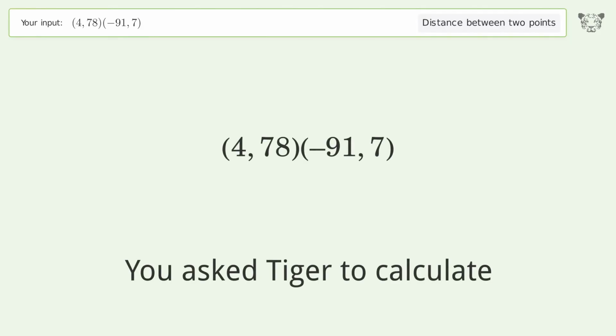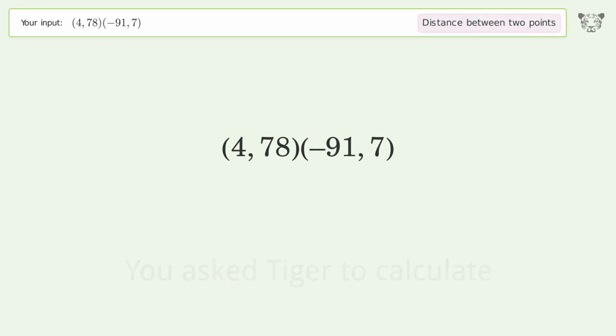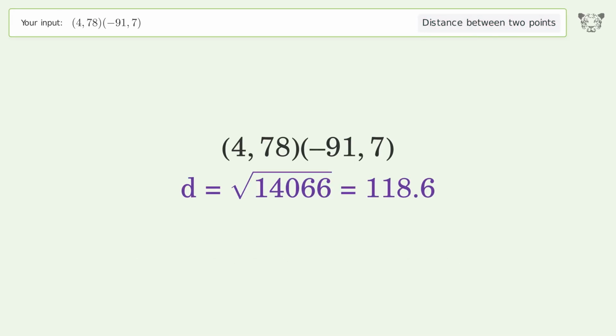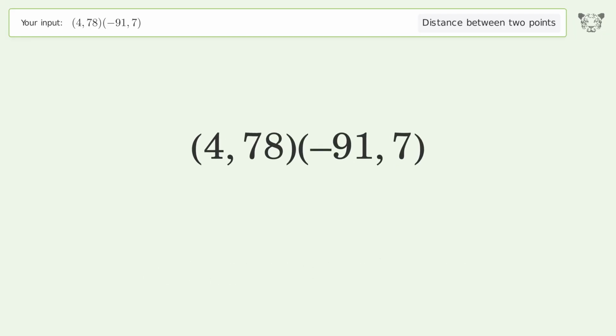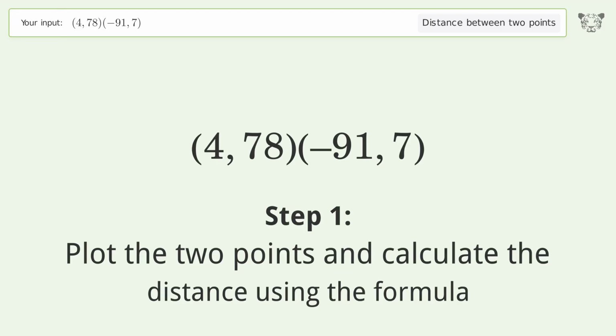You ask Tiger to calculate. This deals with the distance between 2 points. The distance between the 2 points is the square root of 14,066, or 118.6. Let's solve it step by step. Plot the 2 points and calculate the distance using the formula.